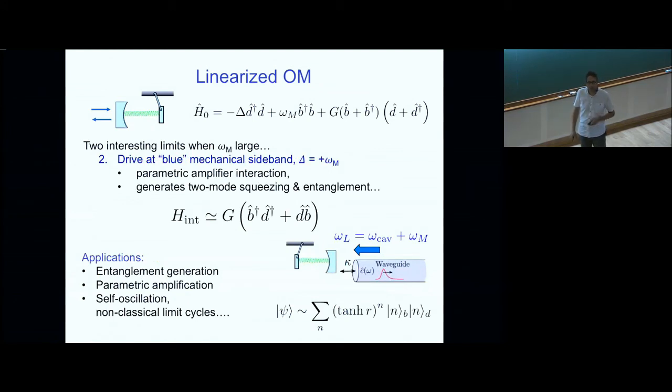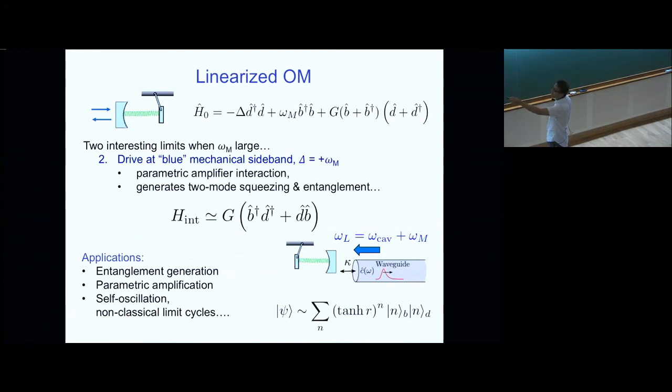You're going to make a rotating wave approximation. Imagine now I take my laser to be blue detuned. So the laser frequency is bigger than the cavity frequency. How much bigger? Exactly an amount equal to the mechanical frequency. So in that regime, this detuning here, this delta, is equal to omega m.